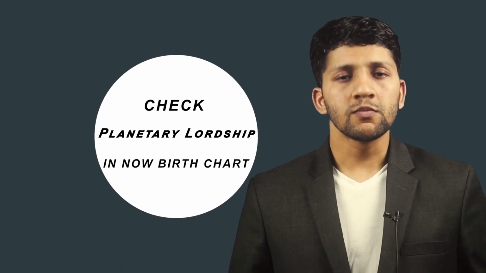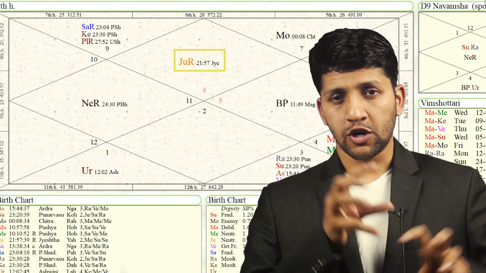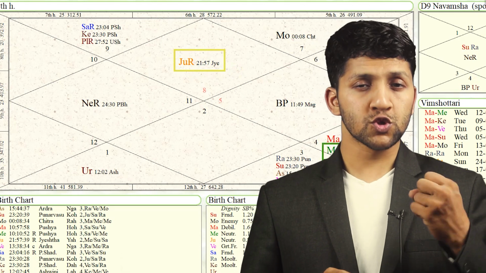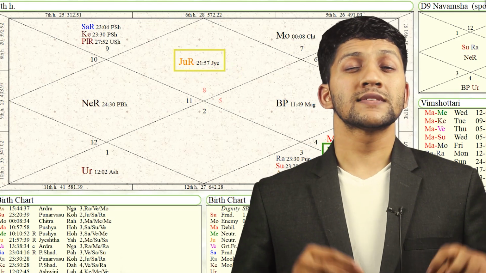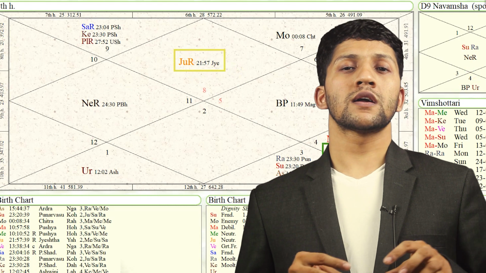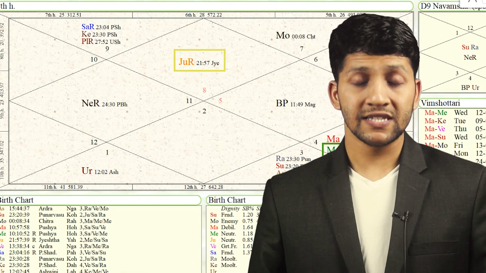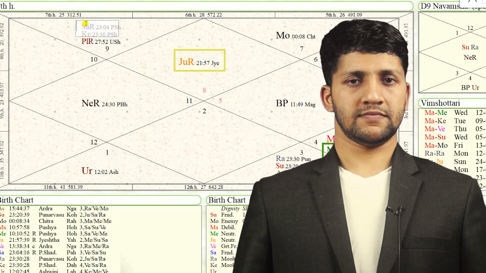Now we have almost 3 planets retrograde right now. Jupiter is retrograde, Saturn is retrograde, Mercury has also got retrograde a couple of days back. Now you have to look for the lordships of the planet. We have 3 planets, each planet rules 2 Rashis, so there are 6 houses which might get affected by these transits of retrograde planets.